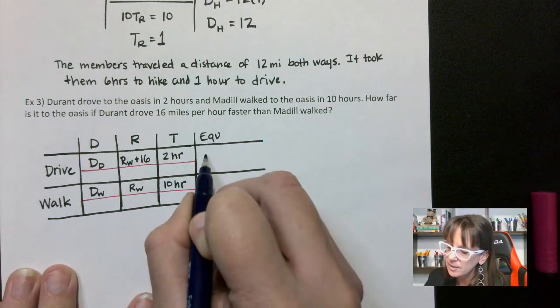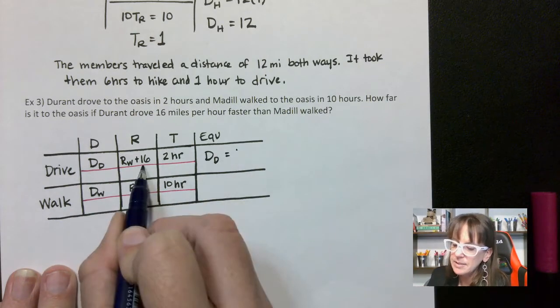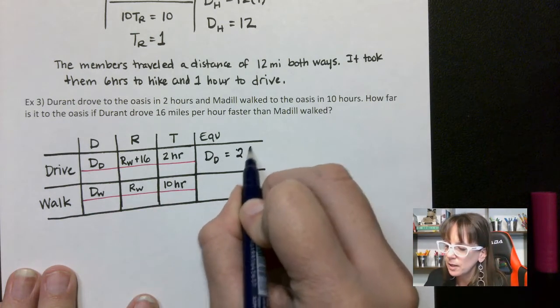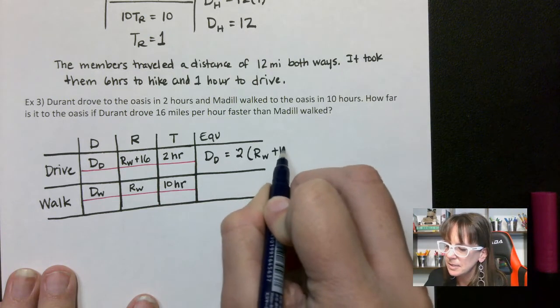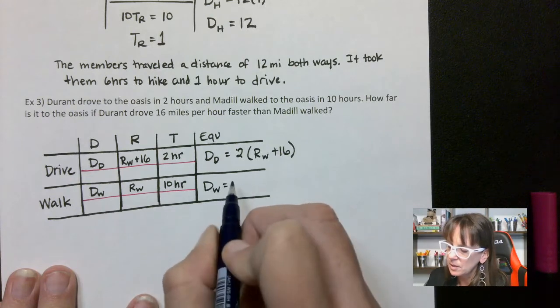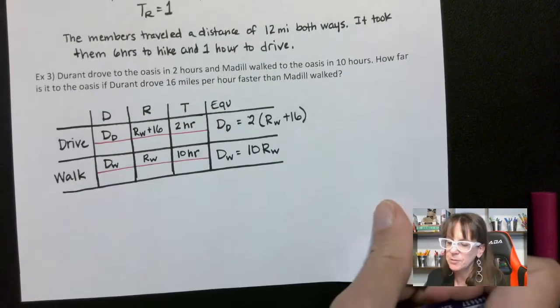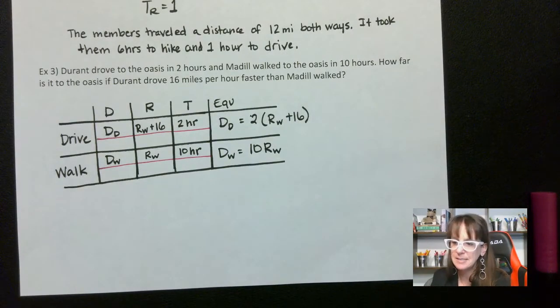Okay, so then we have the distance for driving, the distance for walking. So we have our equation here. Distance for driving equals this times this, so 2 times (RW plus 16). The distance walking equals 10 times RW. Okay, so we have those guys out. Now we also know that our distance is the same.